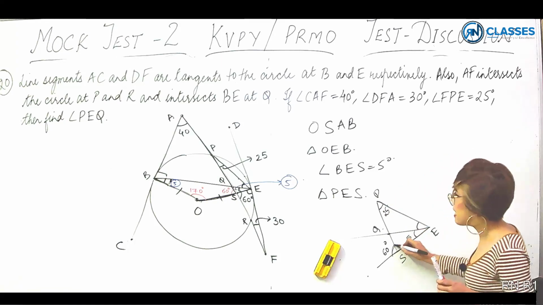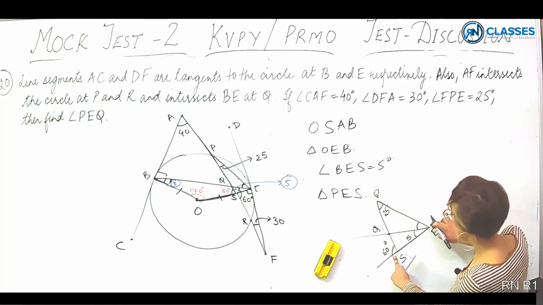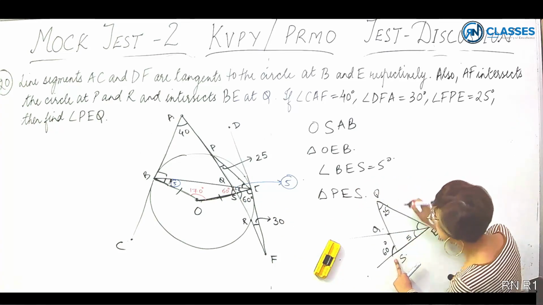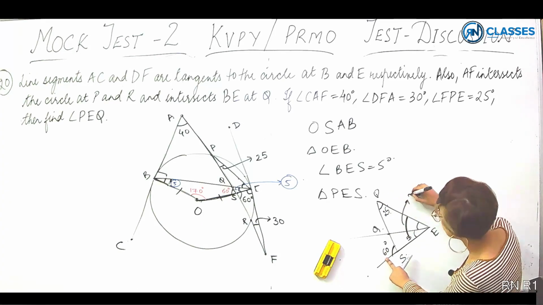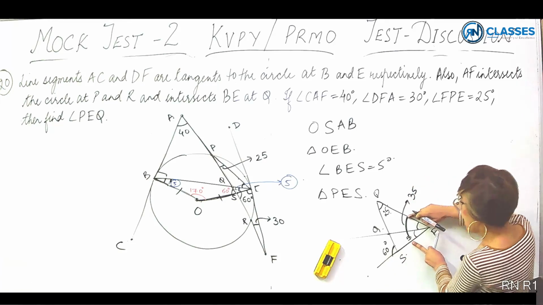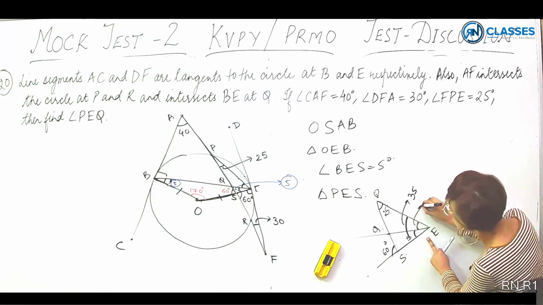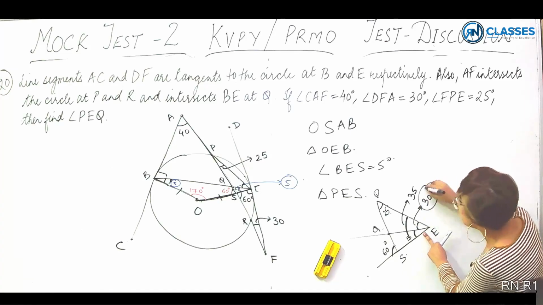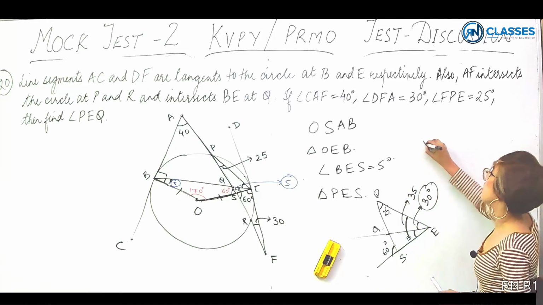Mind it, this, as you can see, is the exterior angle of triangle CES. Exterior angle is equal to the sum of this and this. This is 60, this is 25, so that means this is 35. Out of this entire angle, this is 5. That means this angle is 30 degrees, which is angle PEQ. That is why the answer is 30.